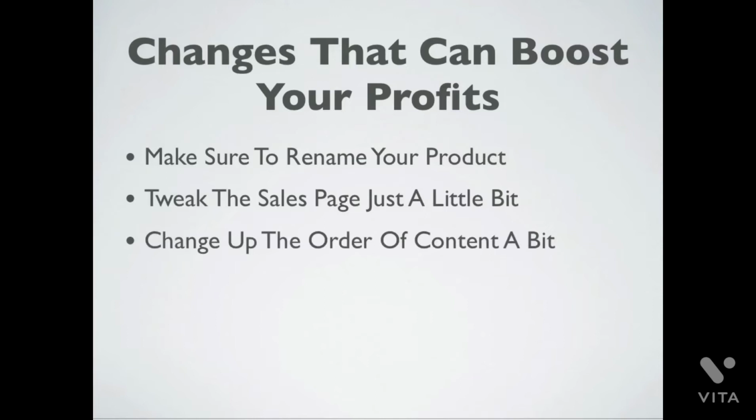Another thing to do is change up the order of the content a bit. For instance, if you get a report on a certain topic, it would be a good idea to go through the table of contents and just change up the order of things. Change around a couple of paragraphs here and there, change up the names of the paragraphs. Just little changes like that, and you will be surprised how much that can boost your profits.